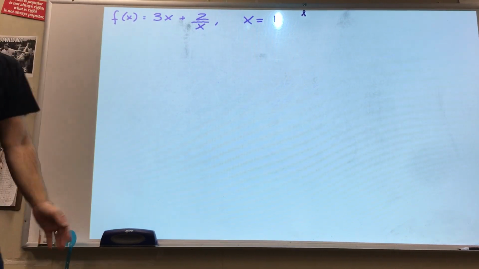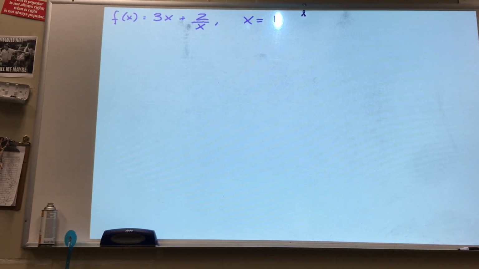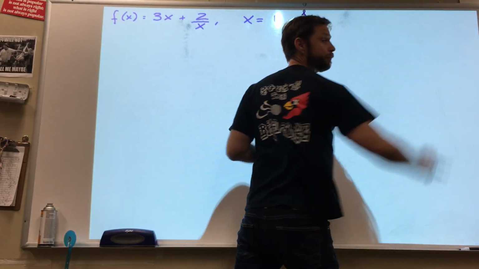We're going to be writing the equation of the tangent line to the curve at x equals 1. So it's the same instructions, sorry I didn't write them.